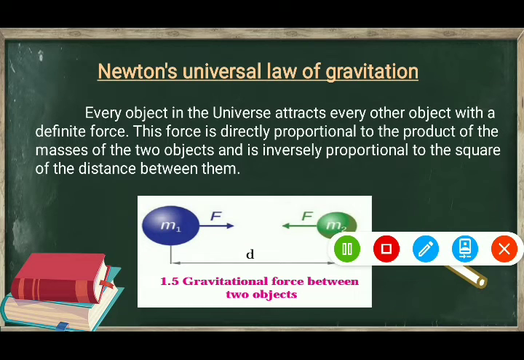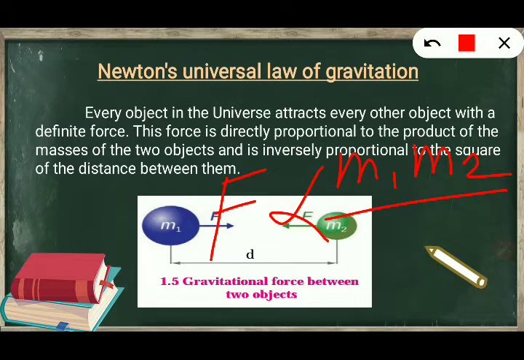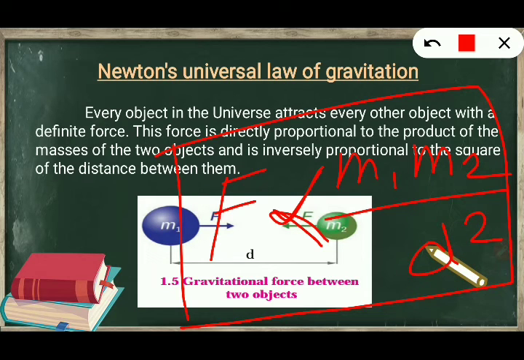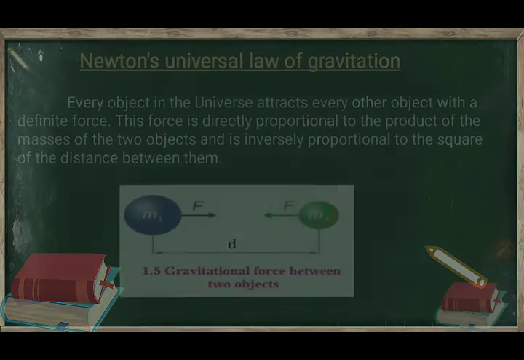See here, F is directly proportional to the product of masses of the two objects, and inversely proportional to the square of the distance between them, that is D square. F is directly proportional to m1 into m2 divided by D square. This is Newton's universal law of gravitation. I am telling you again.